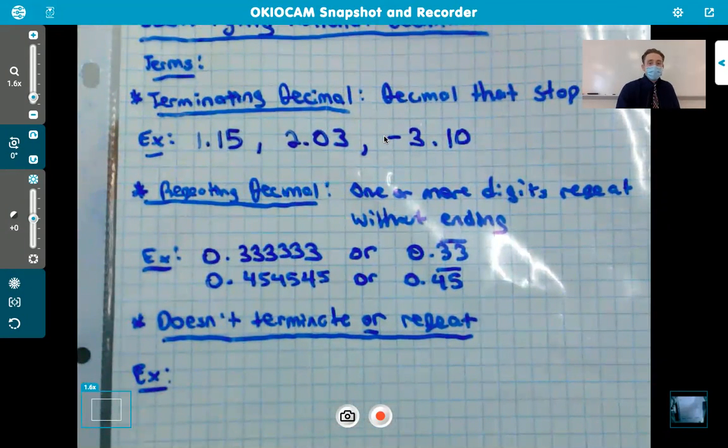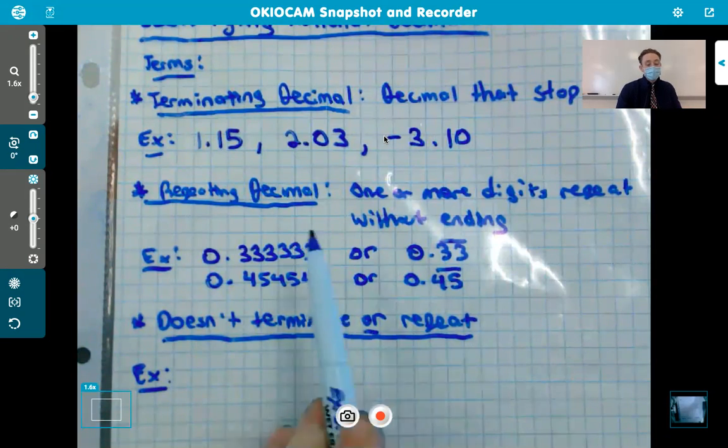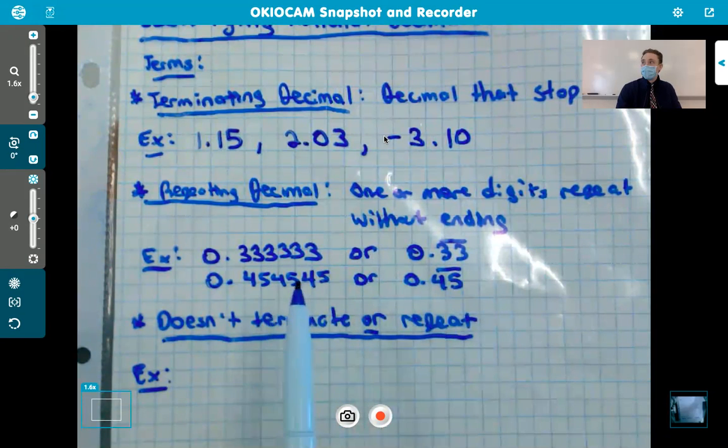Any questions so far? Anybody have any issues with what a terminating decimal is, a decimal that stops, or a repeating decimal, a decimal that just repeats, has one digit that repeats or multiple digits that repeat? Any issues so far?